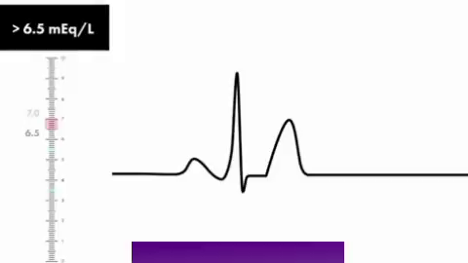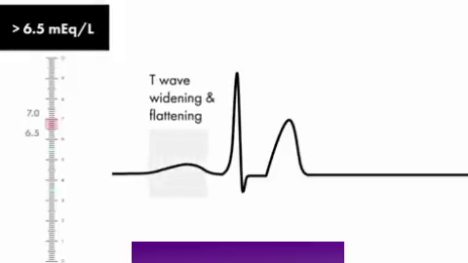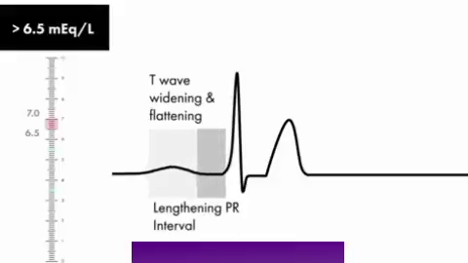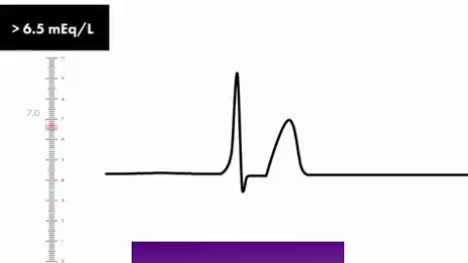At levels greater than 6.5 milliequivalents per liter, you'll start to see the P waves widen and flatten out, and eventually, the PR segments may lengthen and even completely disappear.